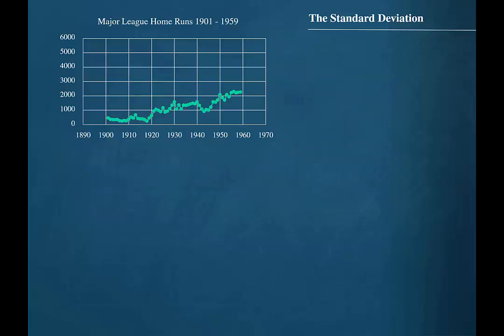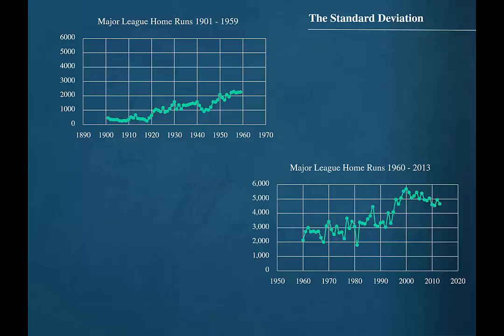So let's separate the data into two populations, the seasons from 1901 to 1959 and the seasons from 1960 to 2013. The two data sets appear very different in the number of home runs and the variation from season to season.